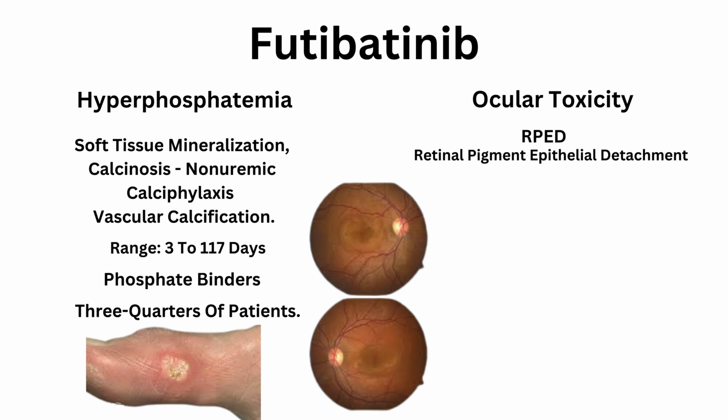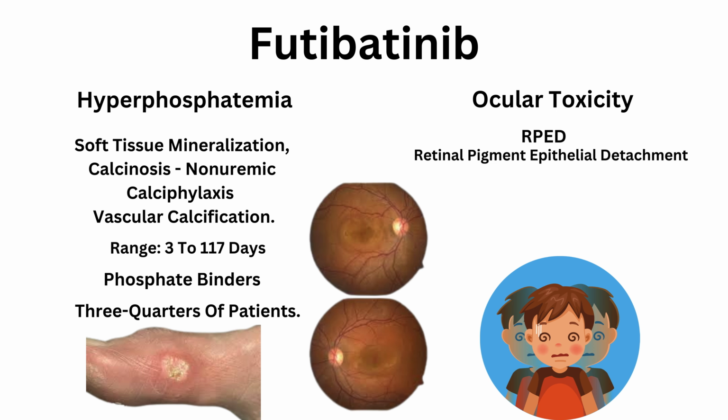Futibatinib may cause retinal pigment epithelial detachment, with a characteristic blurred vision symptom. The first onset of RPED is 40 days.